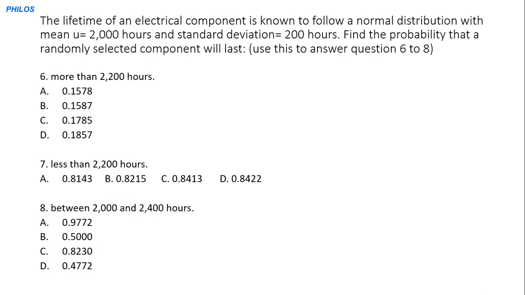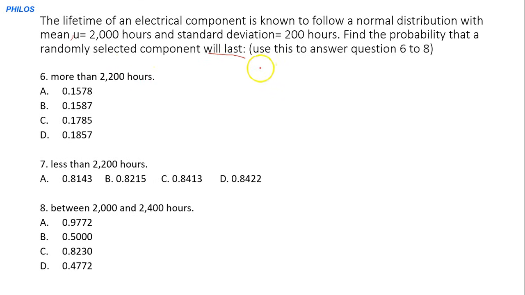The lifetime of an electrical component is known to follow a normal distribution with mean, that is mu, equals 2000 hours and standard deviation equals 200 hours. Find the probability that a randomly selected component will last. Use this to answer question 6 to 8. So question 6 says, will last more than 2200 hours.